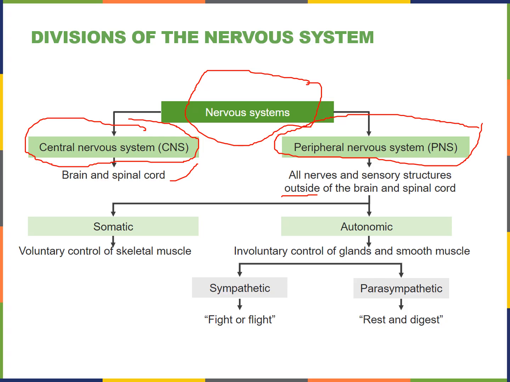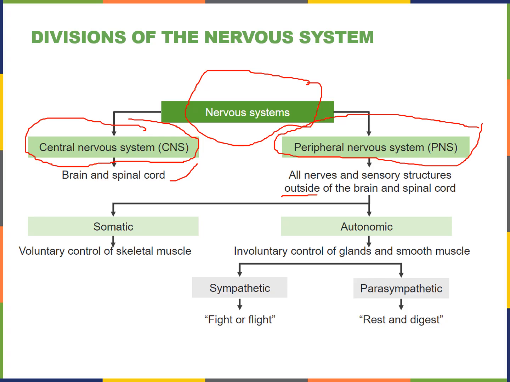Now, the peripheral nervous system is further divided, and one of the reasons when we're studying anatomy and physiology that we create this kind of diagram, and we break things down into smaller pieces, is because we're trying to understand, we're trying to learn. So this is helpful in terms of our learning. But at the end of the day, the entire nervous system, both of these divisions have to function together.